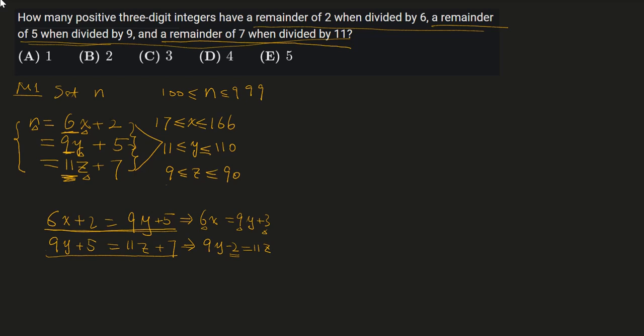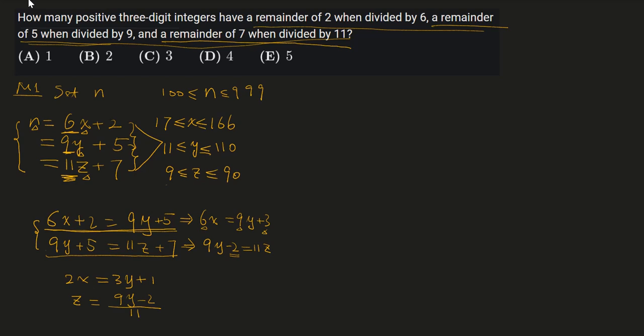But the reason I choose to do it this way is because in the next step, I would divide 11 on both sides. So let me write it out. So again, the first equation, we divide 3 on both sides, gives 2x equals 3y plus 1. Good. And let's look at the second equation. I want to write the second equation in this way: z equals (9y minus 2) divided by 11, right?